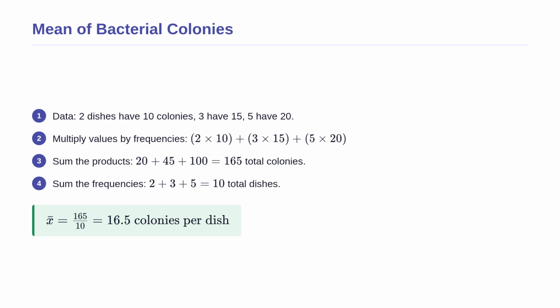First, we multiply each dish count by its colony count to find the total colonies for each group, giving us 20, 45, and 100. Adding these together gives a grand total of 165 colonies. We then add the frequencies to find there are 10 dishes in total. Dividing 165 by 10 gives us 16.5. This means a researcher can expect to find about 16.5 bacterial colonies on any given petri dish in this batch.